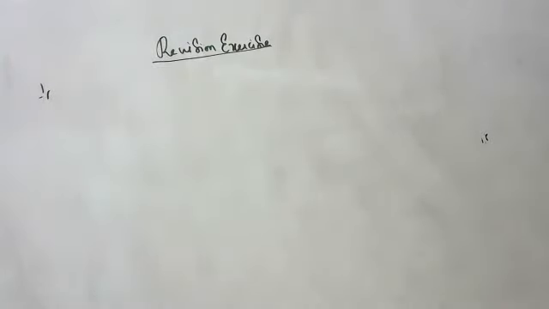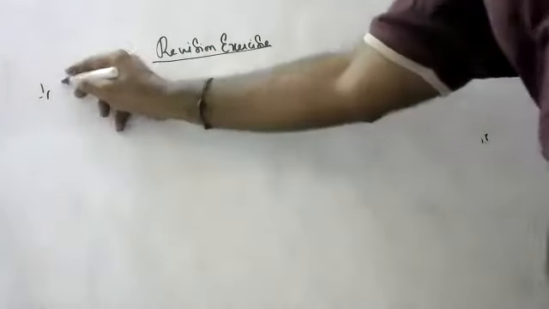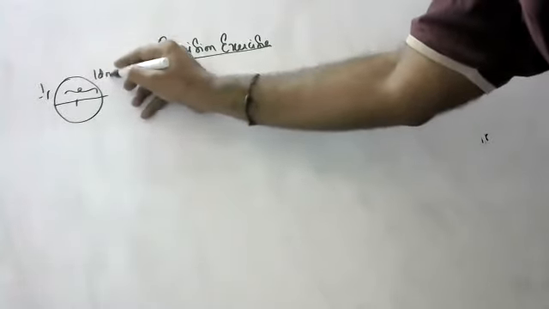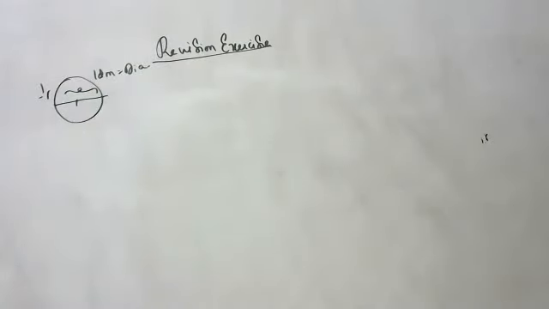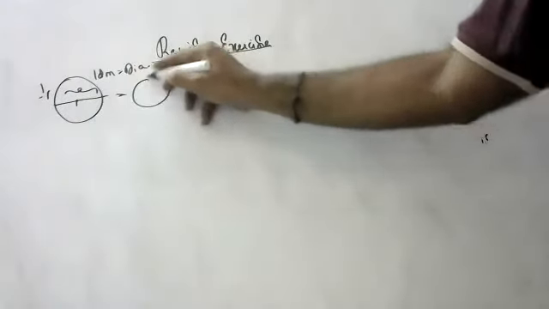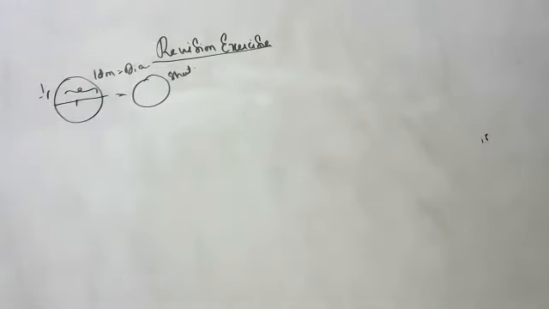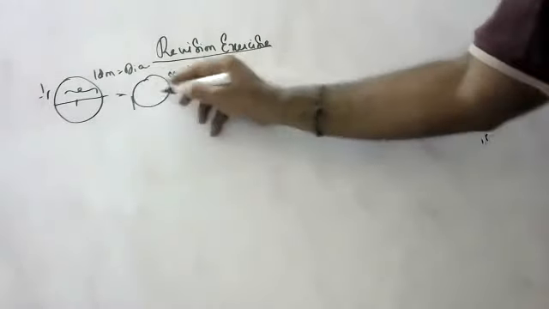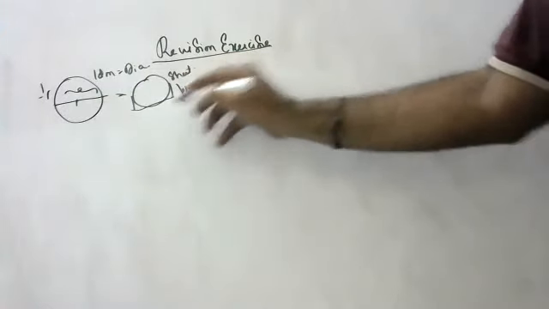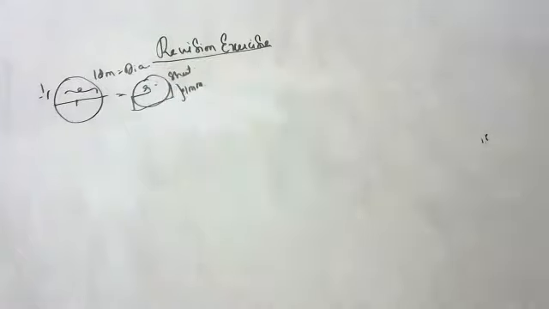Tanmay, are you there? A metallic sphere 1 decimeter in diameter is beaten into a circular sheet of uniform thickness. The sphere is made into a circular sheet of equal thickness. The thickness will be equal to 1 mm. The question is: find the radius of the sheet.